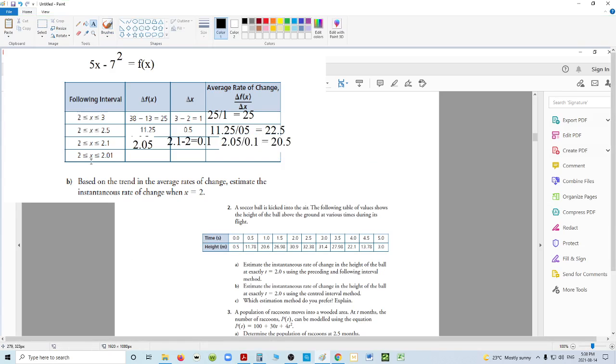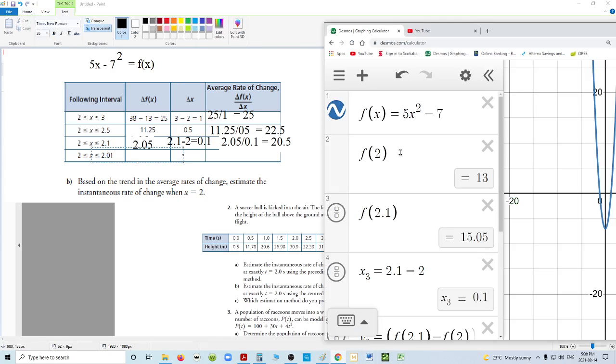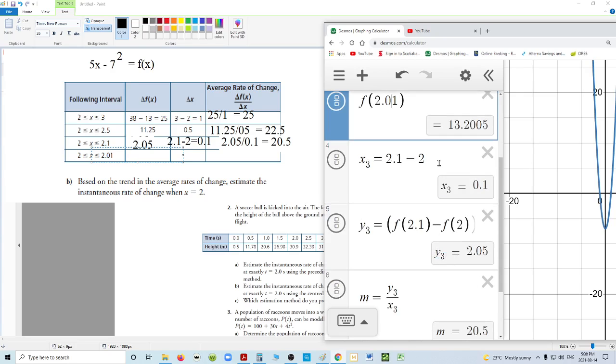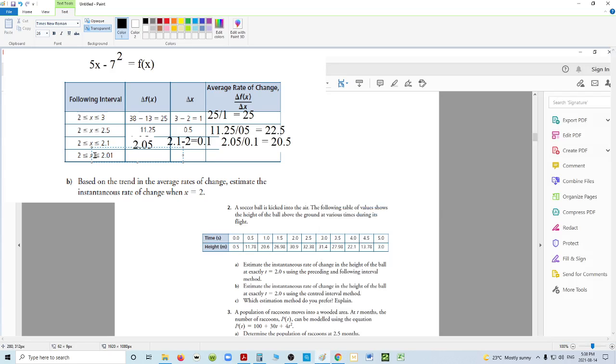Okay, and then finally they're asking us to get even closer with 0.001 here. So again, my f of 2 is always 13, and now we're looking at f of 2.01, and it's 13.2. My delta x is now 2.01 minus 2, which is 0.01. So my delta x is 0.01. Notice it's 1/10 of the last one.